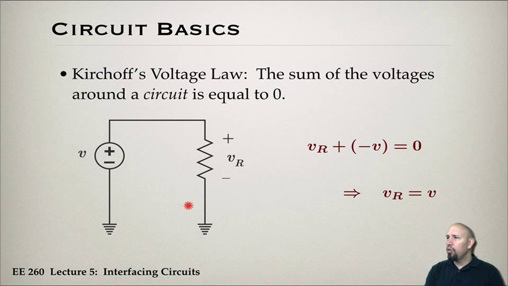Here we only have 2 devices in this circuit. We could have any number of devices. In general, there will be a voltage across each device.